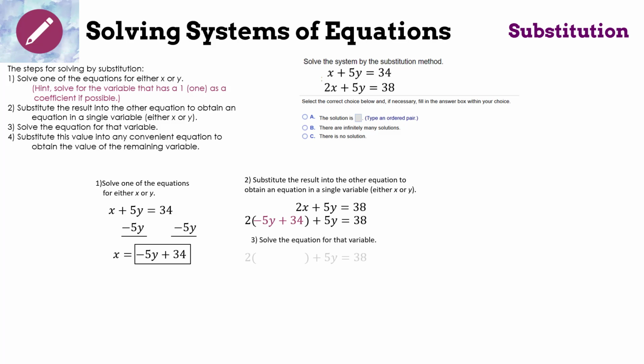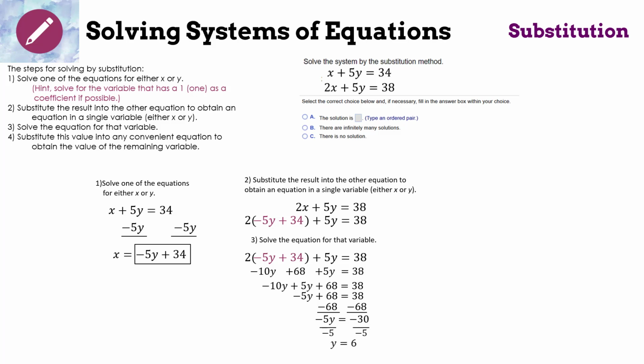Now, we need to solve for that variable. So I'm going to do 2 times negative 5y is negative 10y, 2 times 34 is 68, and then the rest stays the same. I like to put like terms next to each other, so that's why I have negative 10y plus 5y plus 68 equals 38. Negative 10y plus 5y is negative 5y plus 68 equals 38. We're solving for y, by the way. I'm going to subtract 68 from both sides, divide by negative 5, and it turns out that y is 6.